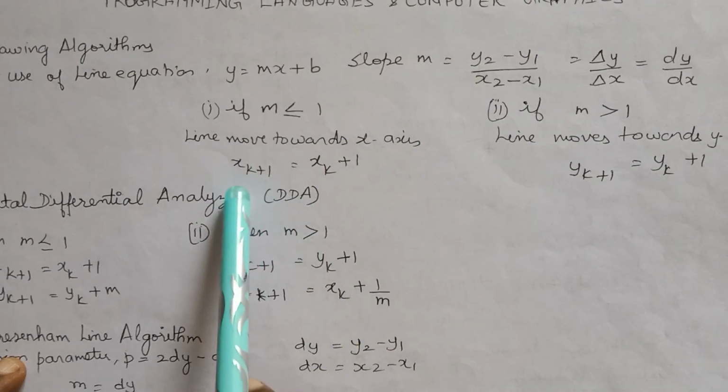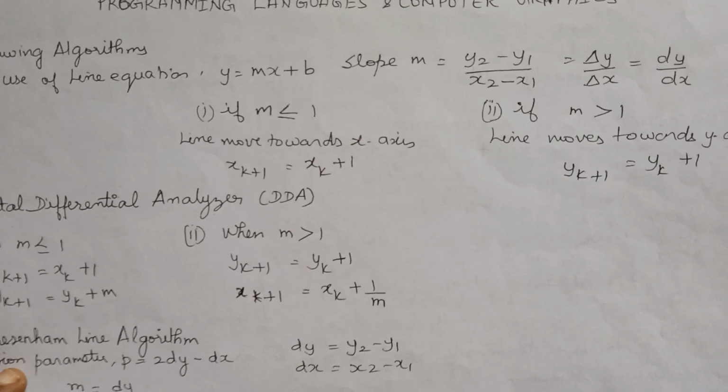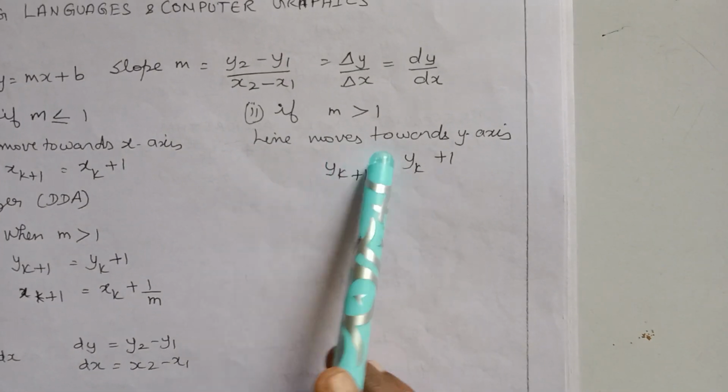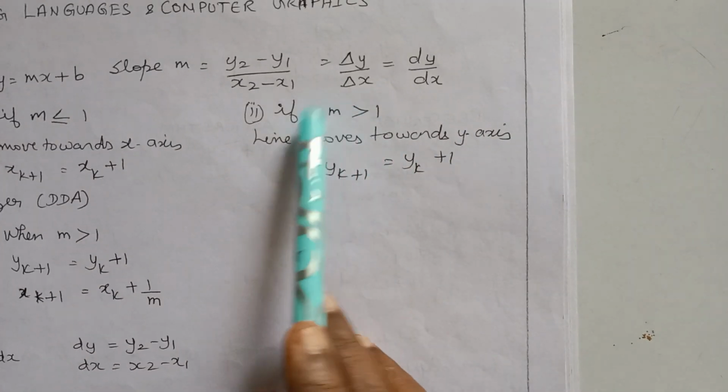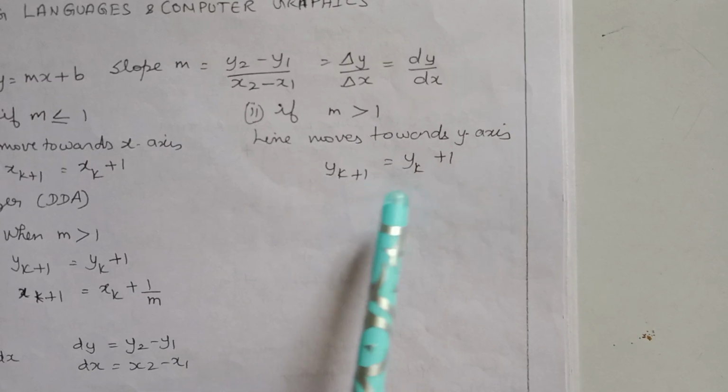If m is less than or equal to 1, then the line moves towards the x-axis and xk+1 is xk + 1. If the line moves towards the y-axis, that is, the slope m is greater than 1, then yk+1 is equal to yk + 1.